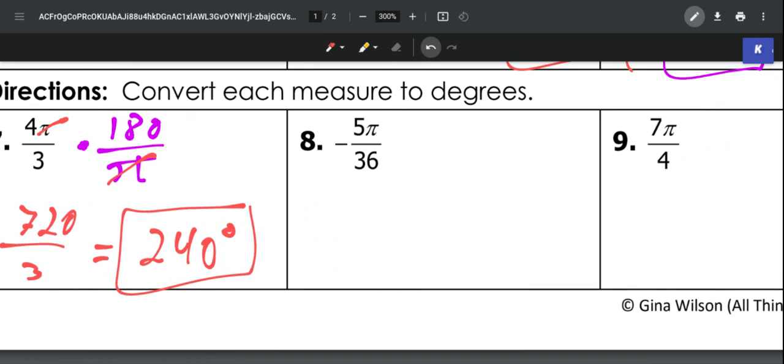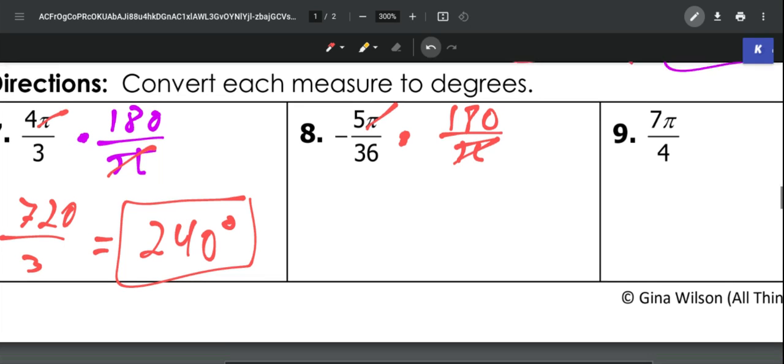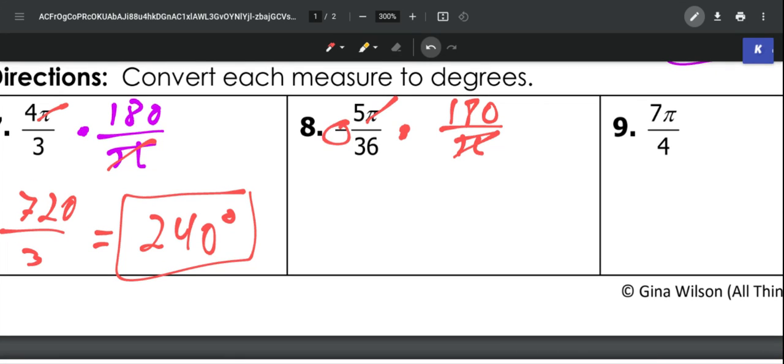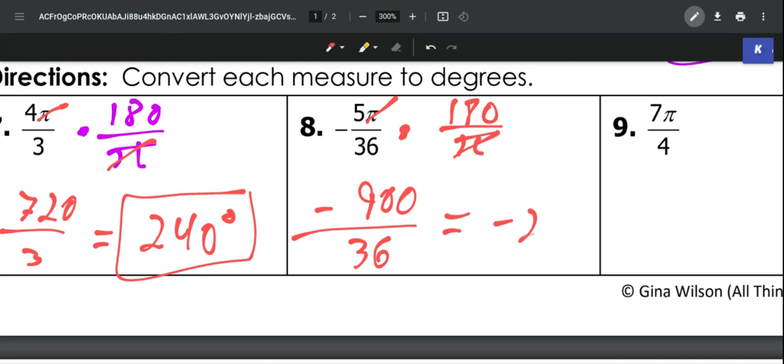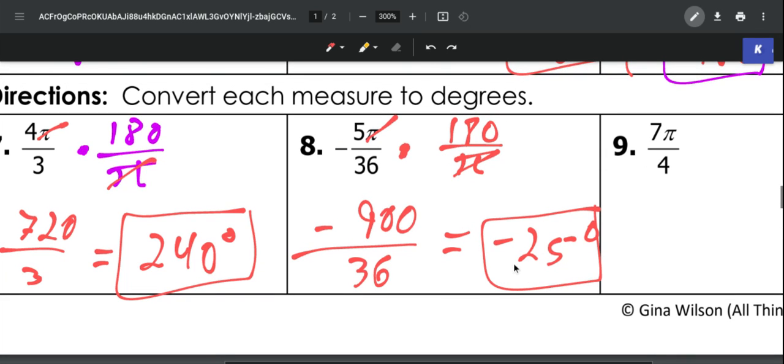So then number 8, we're going to do the same thing. We're going to multiply. We have radians here. We're going to multiply by 180 over pi. And then our pi's will cancel out. And we'll have negative, because this negative here stays, 5 times 180, which is 900, divided by 36, which will give us negative 25 degrees. So anytime you have a negative radian or a negative degree and you're changing it, your answers should still be negative regardless.